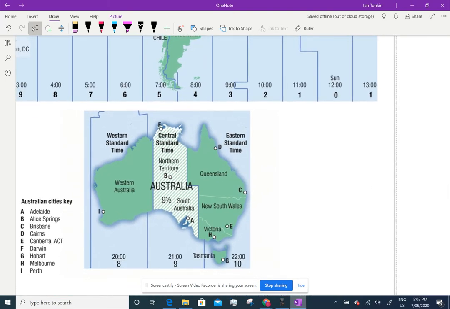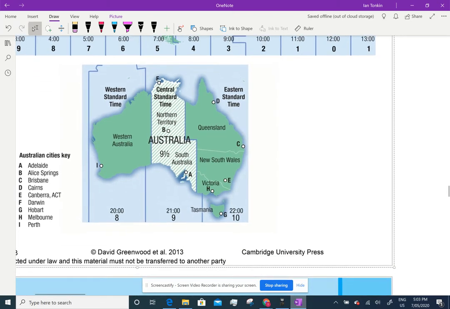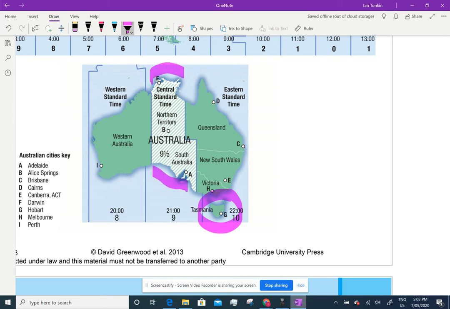And there you can see Victoria. Well, it's in the same time zone. So Victoria, if it's 10 a.m. in New South Wales, it's 10 a.m. in Victoria. If it's 10 a.m. in New South Wales, and here's Tasmania down here, it's 10 a.m. in Tasmania. They're in the same time zone. But anywhere in South Australia or in the Northern Territory, they're half an hour behind.